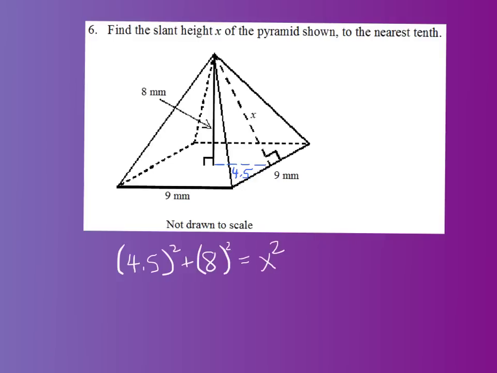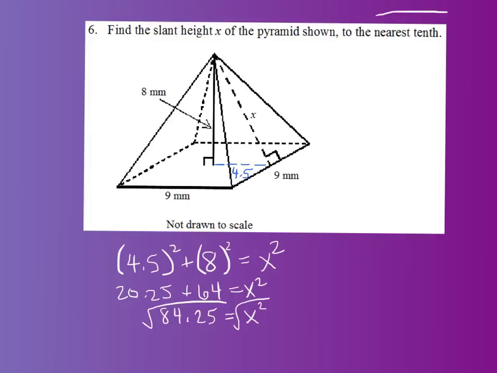or my slant height. So 4.5 squared is 20.25. 8 squared is 64. If I add those two things together, I get 84.25 equal to x squared. And then I just have to take the square root of that, which gives me a slant height to the nearest tenth. That's what they wanted us to do. So nearest tenth, I get x equals 9.2 millimeters. That's my slant height.